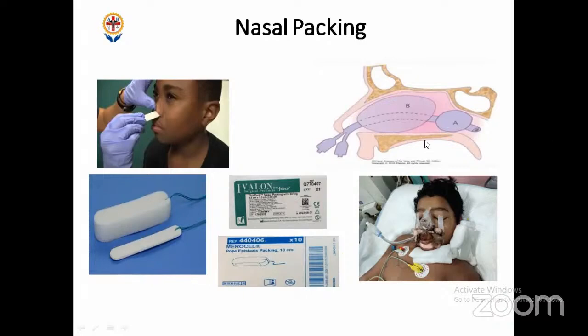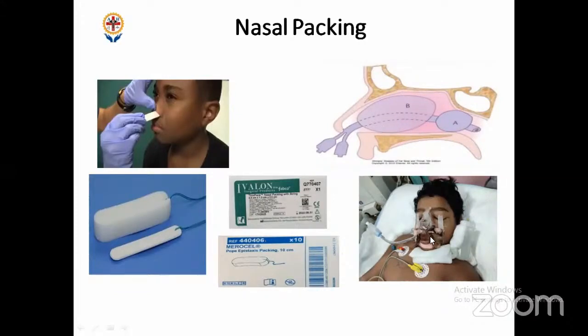And for the posterior nasal packing, we can insert a Foley's bulb. You can put the Foley's bulb like this. You can inflate the Foley's with saline against the posterior nasopharyngeal wall and do the anterior packing with the Ivalon patches. So you can compress the posterior wall, the posterior plexus, and the anterior wall, Little's plexus. So both plexuses will be compressed.